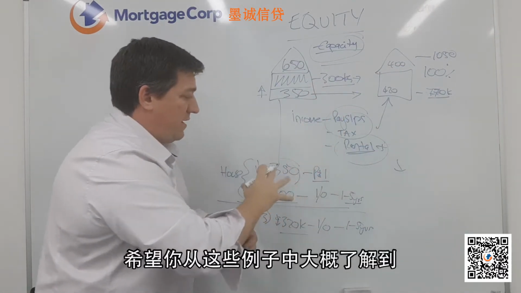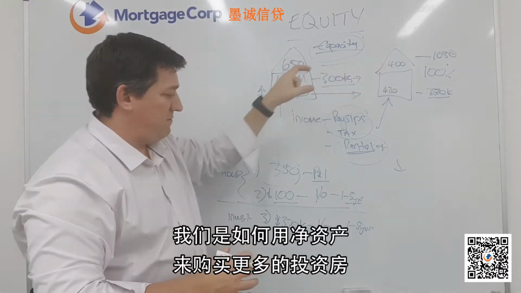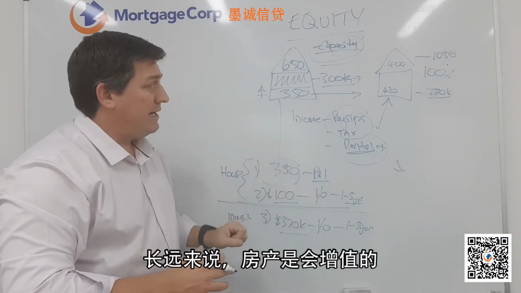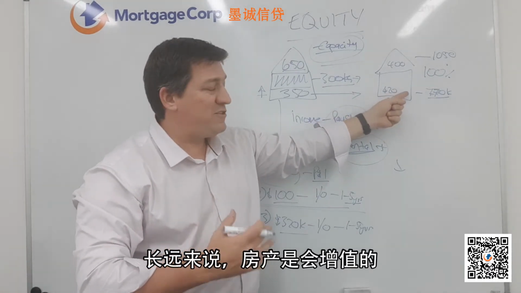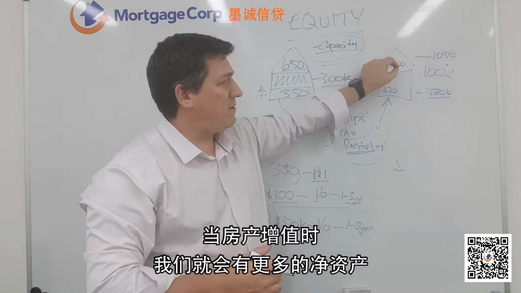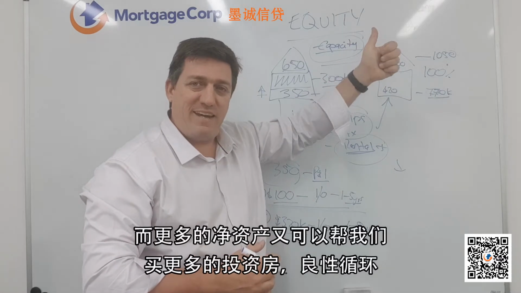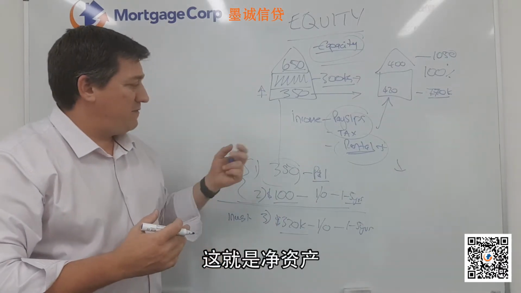So this gives you an idea of how we use equity in advancing ourselves to other investment properties along the way. Now, over time, this property has the potential to go up in value. If that goes up in value, it creates more equity. Again, it gives us an option of looking at future investments. So this is an overview of equity.